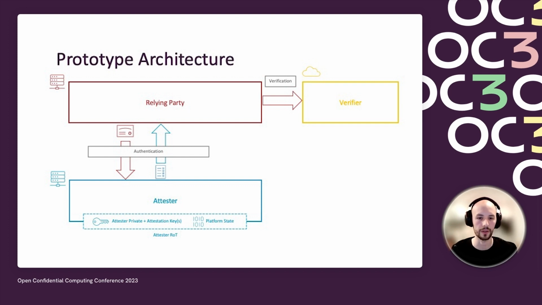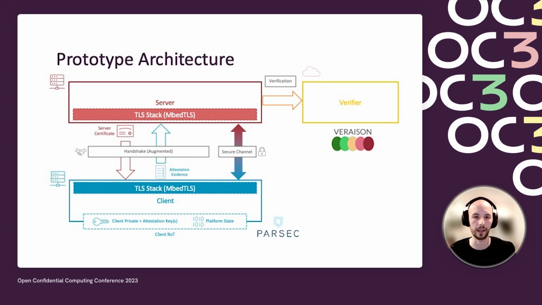To put more details into this diagram, the attester now becomes a TLS client, the relying party becomes a TLS server, and the components involved are: on the client side, we have Mbed TLS serving as the TLS stack, and Mbed TLS is interacting with the root of trust, essentially gathering attestation evidence using the Parsec service. On the relying party side, we have again Mbed TLS, and on this side we have Mbed TLS communicating with the verification service built using Veraison.